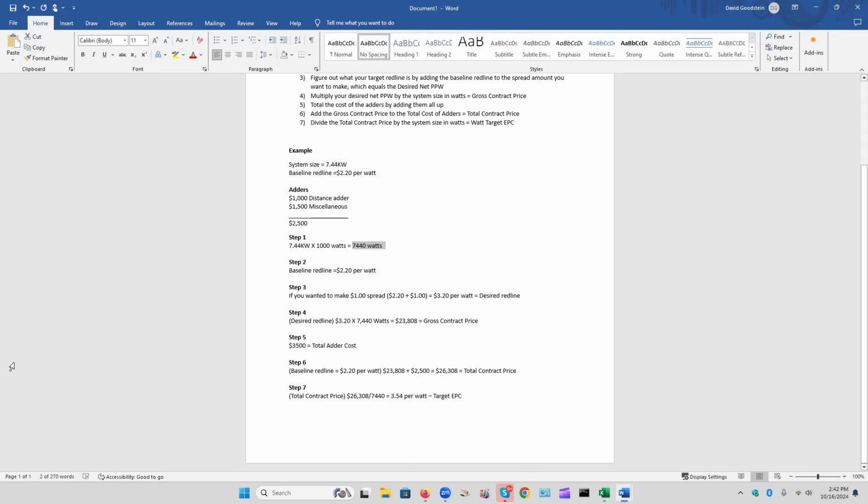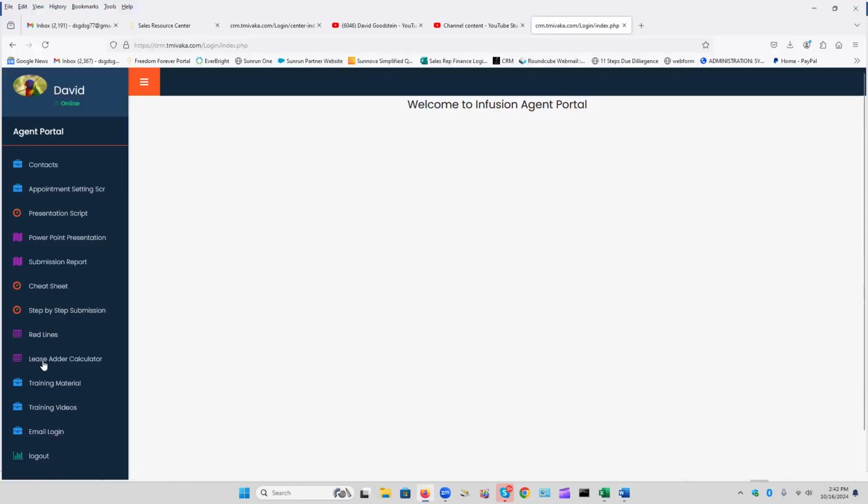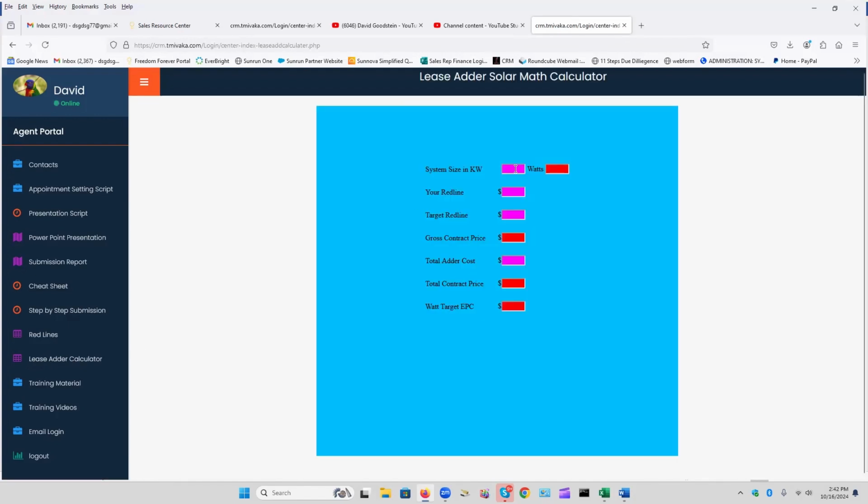Now we're going to put this into practice. We did it manually, so let me show how easy it is to use the calculator. To access the calculator, we're going to go to our CRM. And once we're in the CRM, we're going to go to the lease adder calculator here on the left-hand side. We're going to open that up, and then we're just going to plug in the fields. The ones that we have to plug in are in pink. The red will automatically calculate for you.